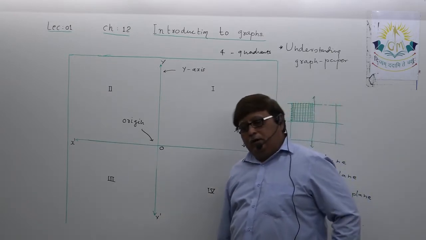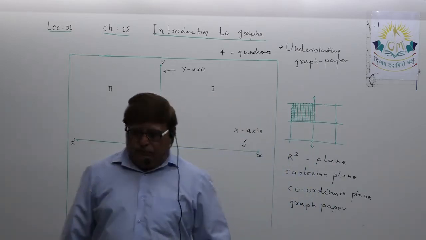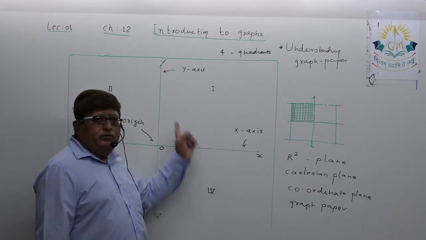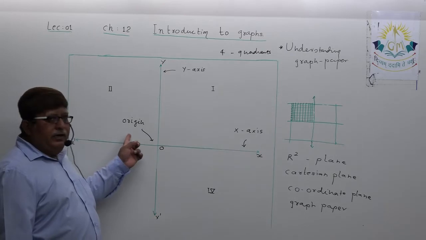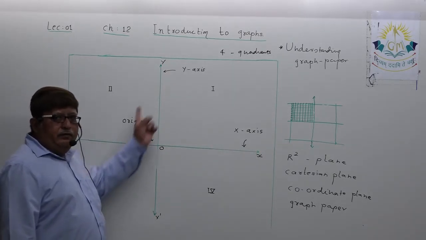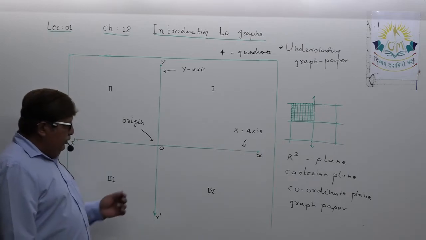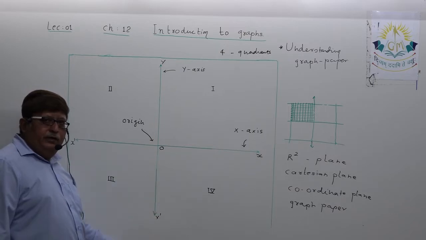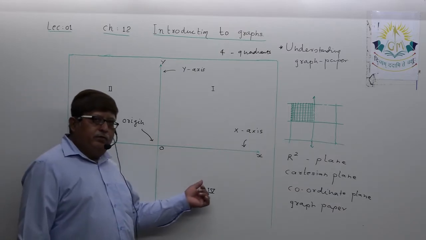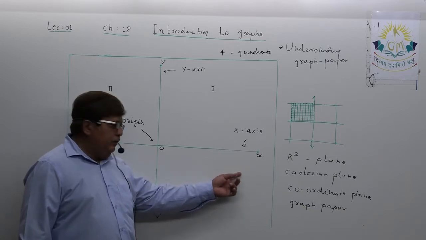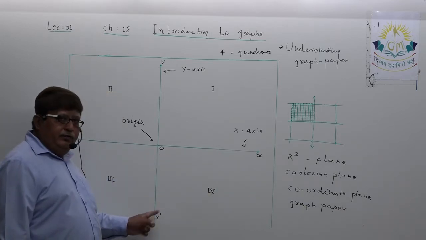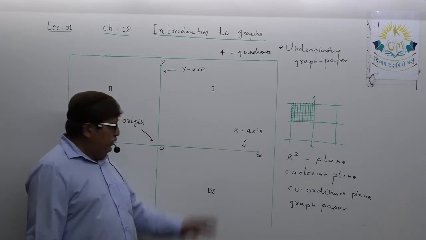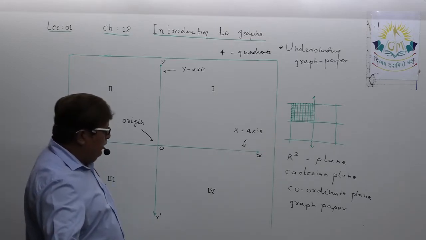This way, dear student, MCQs can also be designed. Interior of which angle is the first quadrant? X O Y. Interior of which angle is the second quadrant? X dash O Y. Interior of which angle is the third quadrant? X dash O Y dash. Interior of which angle is the fourth quadrant? X O Y dash. This way MCQ can be designed. You understood this? So four quadrants.